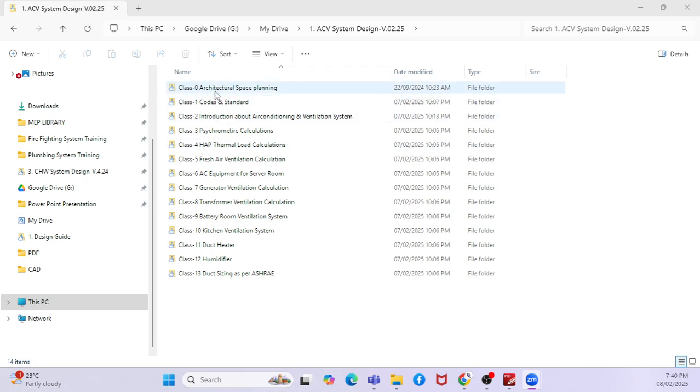Okay, so this particular folder, you can see: architecture, space planning, codes and standards, introduction about air conditioning, psychometric calculation, thermal load calculations, fresh air calculation, AC equipment. Can you please elaborate more on what you will explain in psychometric calculation?